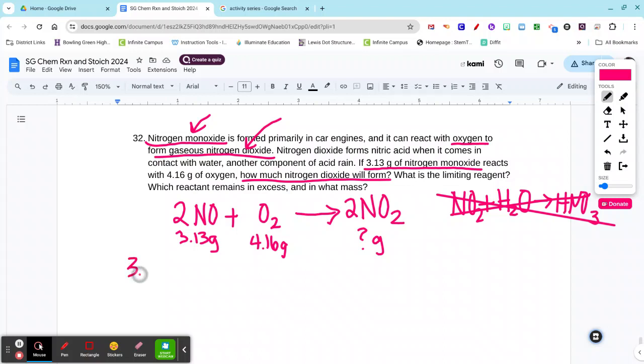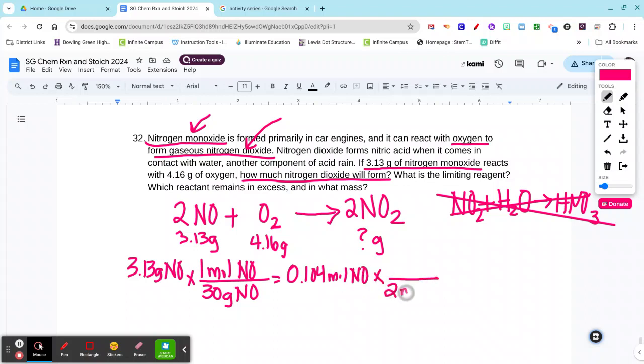So 3.13 grams of NO. I have my molar mass already done, so I have 30 grams of NO for every 1 mole. And that gives me 0.104 moles of NO. Now I've got to go to my product. So I've got 2 moles of NO to 2 moles of NO2. So again, I have 0.104 moles of NO2.